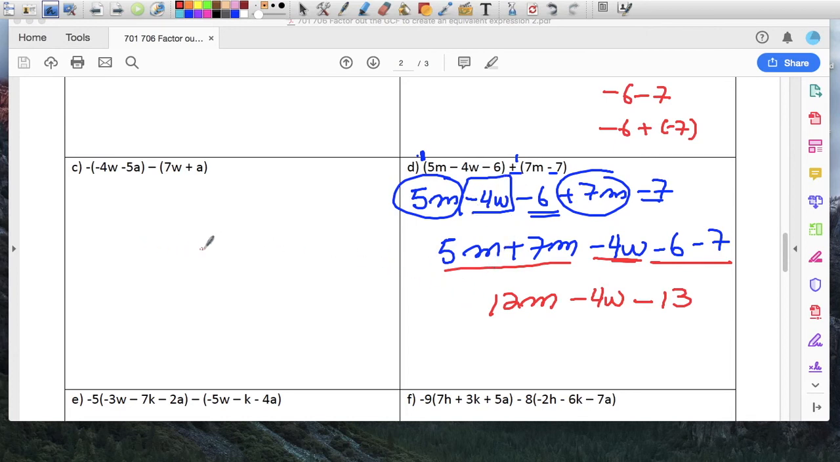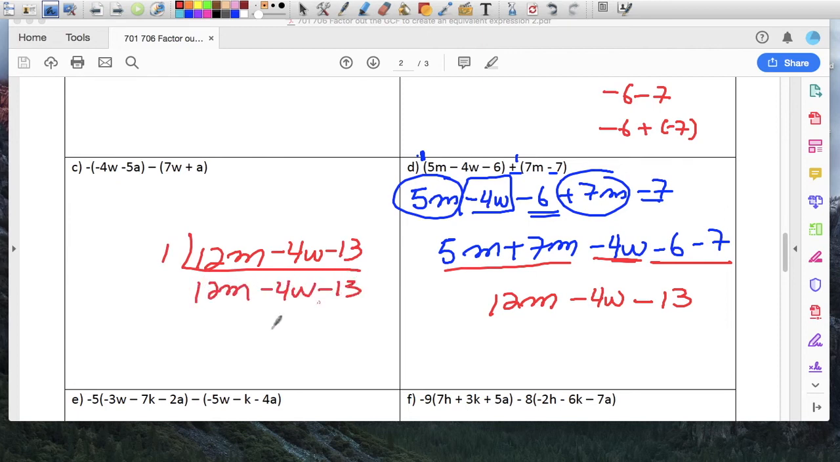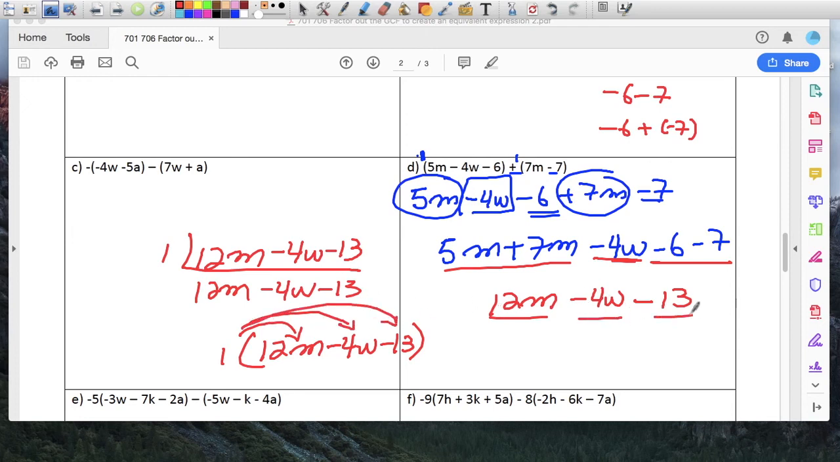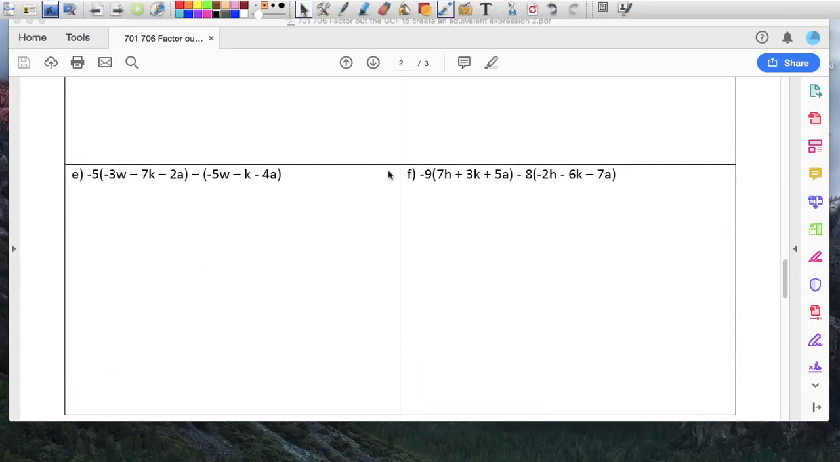Negative 6 plus negative 7 is negative 13. If I do the ladder method for this, actually, there's nothing in common, so it's just going to be 1. It's going to be 12m minus 4w minus 13, and you can put that like this if you like. You don't need the 1 in front, but I'm just showing that that's the only common factor. 1 times 12m is 12m. 1 times negative 4w is negative 4w, and 1 times negative 13 is negative 13.